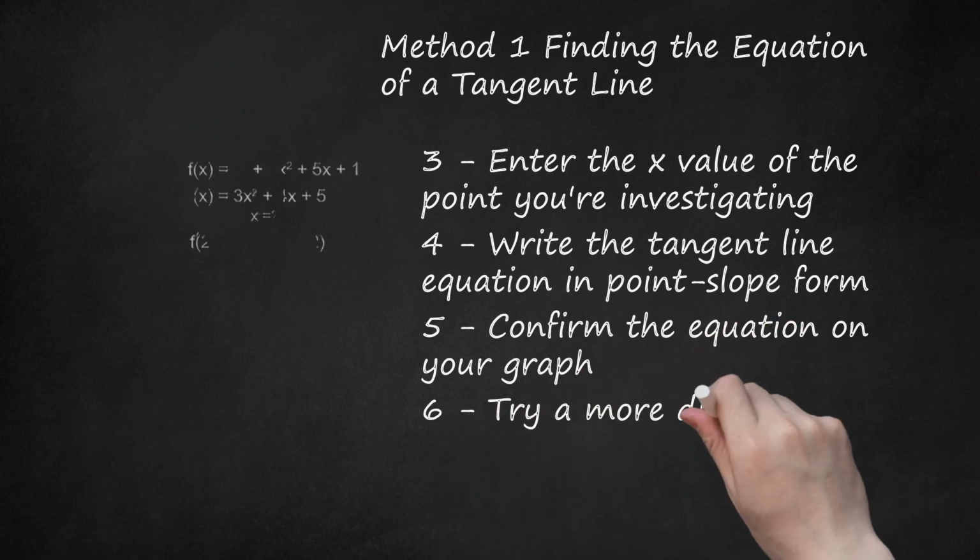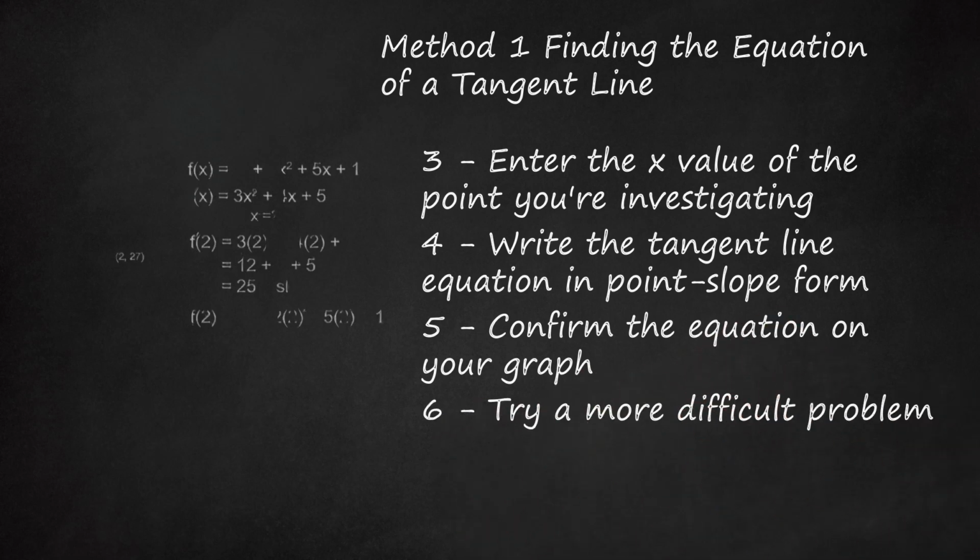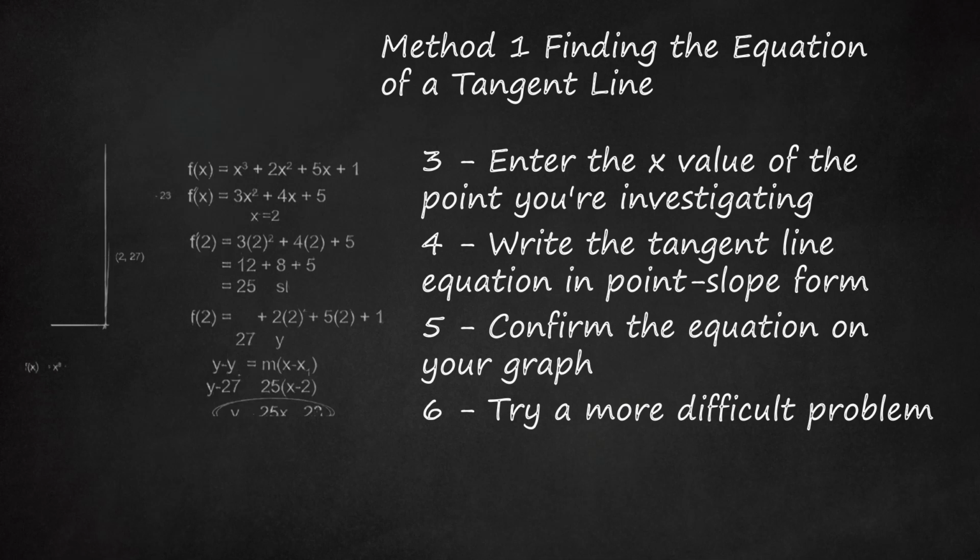6. Try a more difficult problem. Race a run through of the whole process again. This time, the goal is to find the line tangent to f(x) = x^3 + 2x^2 + 5x + 1 at x = 2.